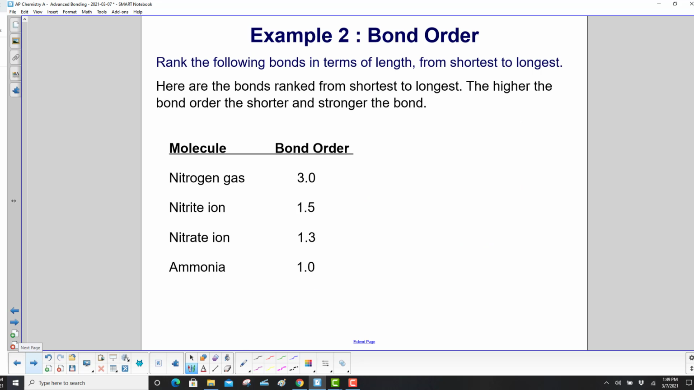We now put our molecules in order from highest bond order to decreasing bond order. And why do we do that? Well, we're looking to rank the bonds in terms of length from shortest to longest. The higher the bond order, the shorter and stronger the bond. So we go from the shortest bond, which is nitrogen gas, down to ammonia, which has the longest bond.